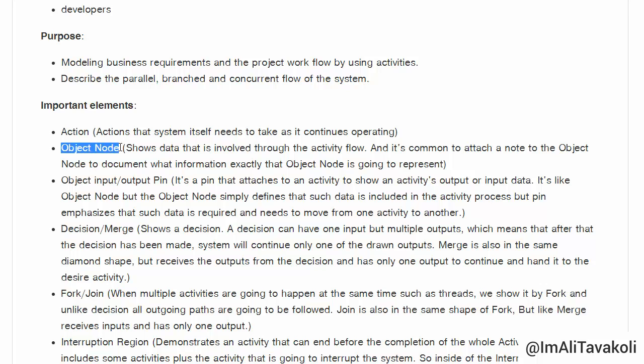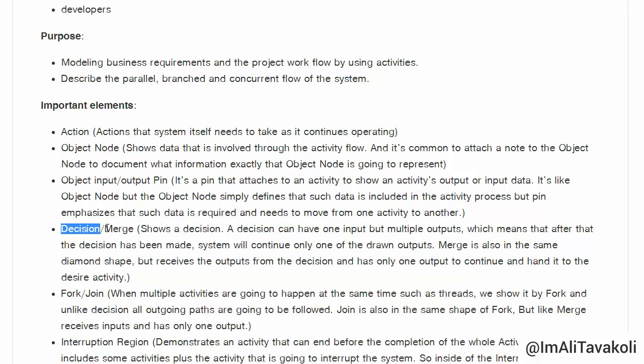Okay, object node shows data that is involved through the activity flow. If we are going to represent data that is taking part in our activity flow, we will show it by the object node notation. Object input and output pin. It's a pin that attaches to an activity to show an activity's output or input data. It's actually like an object node, but the object node simply defines that such data is included in the activity process, but a pin emphasizes that such data is required and needs to move from one activity to another.